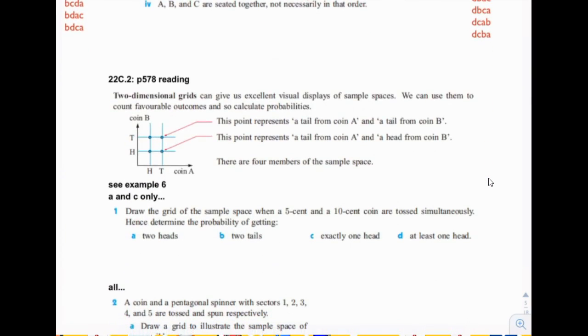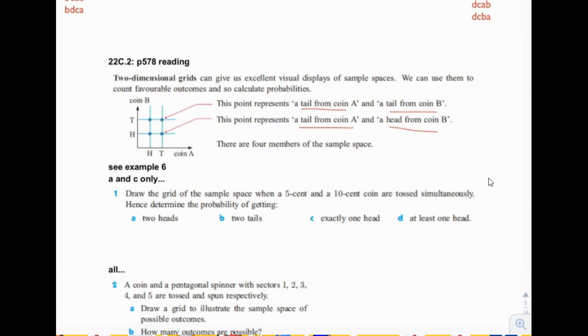22C. Two-dimensional grids can give us excellent visual displays of sample spaces. We can use them to count favorable outcomes and so calculate probabilities. This point represents a tail from point A and a tail from point B. This represents a tail from point A and a head from point B. There are 4 members of the sample space shown. Okay.